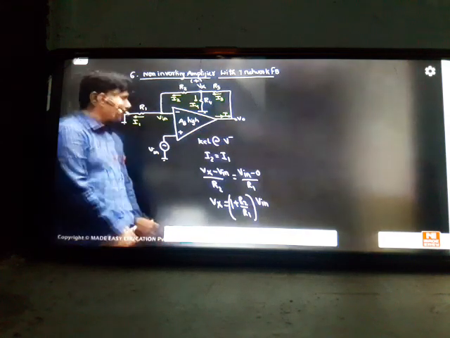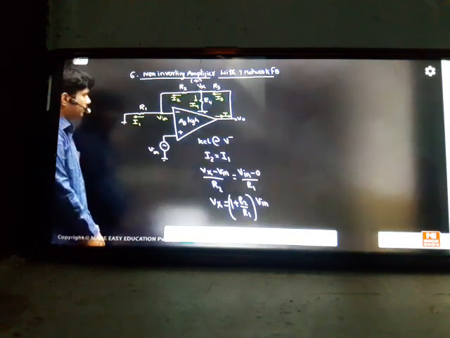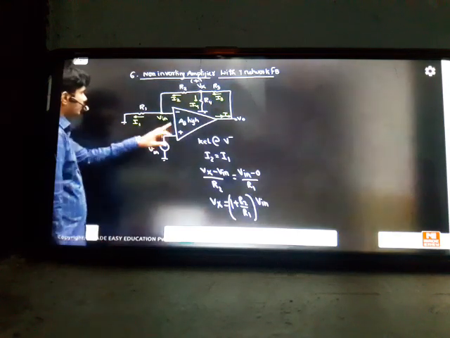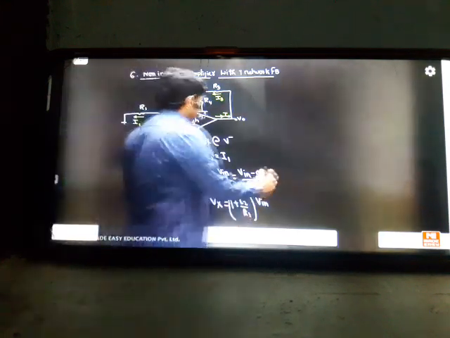Only 2 more amplifiers to cover in today's class. Special parameters I'll teach tomorrow morning. Let us complete the amplifiers at least. So the Vx answer is 1 plus R2 by R1 into VIN. So up to here, the story is completed. Next we'll apply KCL at Vx.